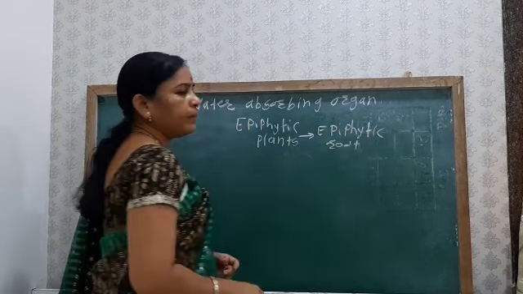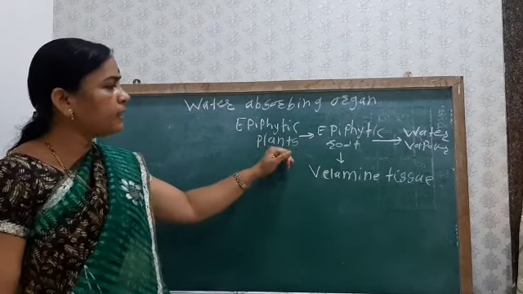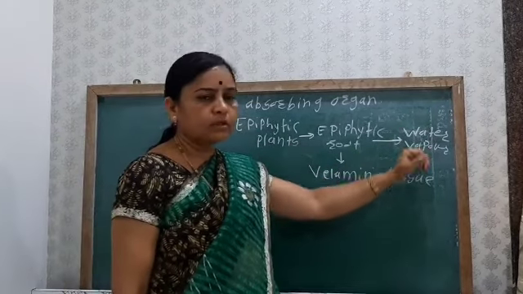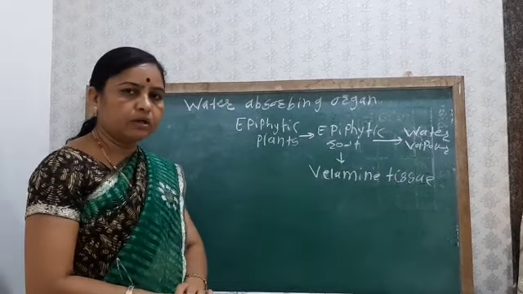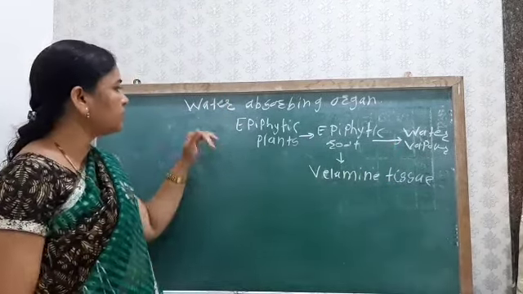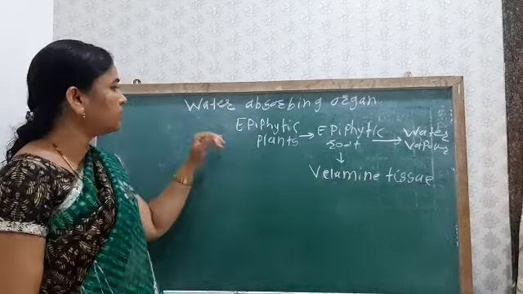It has a special tissue system, the velamen tissue, and due to the presence of this velamen tissue, the epiphytic plants absorb water in the form of water vapor through the epiphytic root. So that is about the epiphytic plant, and terrestrial plants mainly absorb the water through the root.